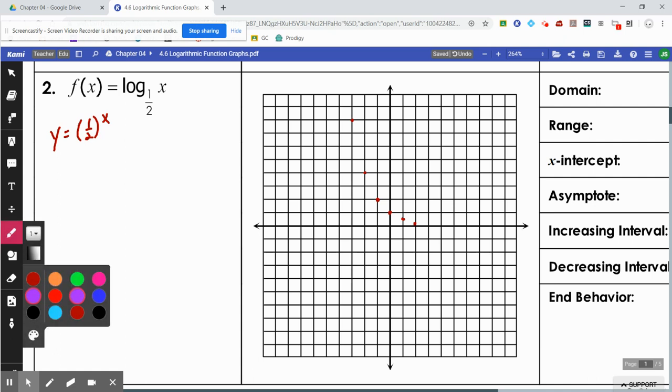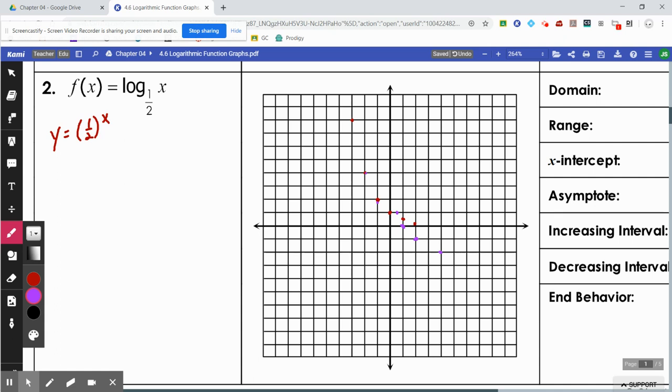So I'm going to do it in a different color. Instead of 0, 1, we're going to graph the point 1, 0. Instead of 1, 1/2, we're going to plot the point 1/2, 1, which is right here. This was the point -1, 2, so we're going to plot 2, -1, which is right there. Instead of -2, 4, we're going to plot the point 4, -2.